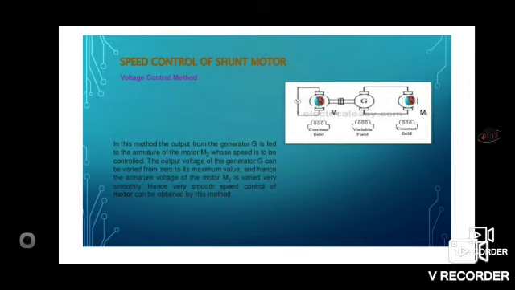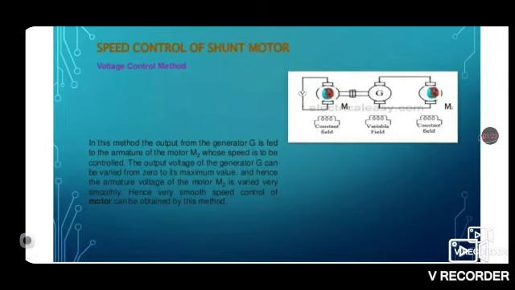It is also a voltage control method. Instead of using rheostat, we are using a generator, coupled generator. See the diagram. In this method, the output from the generator G is fed to the armature of the motor M2, whose speed is to be controlled. The output voltage of the generator G can be varied from 0 to its maximum value, and hence the armature voltage of the motor M2 is varied very smoothly. Hence, very smooth speed control can be obtained by this method.